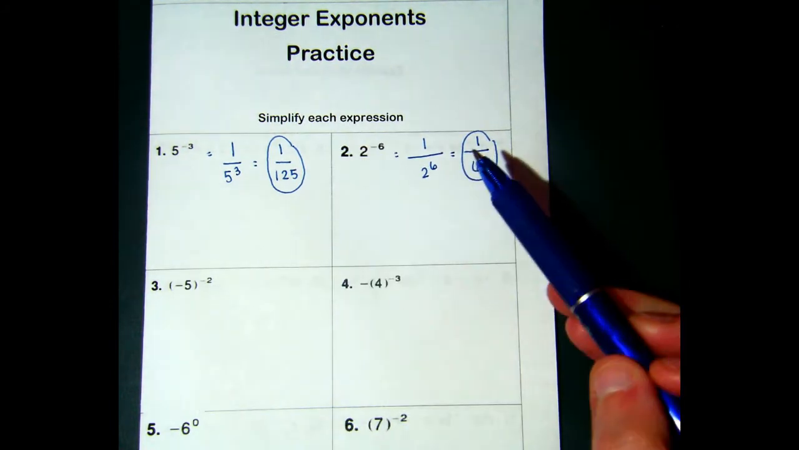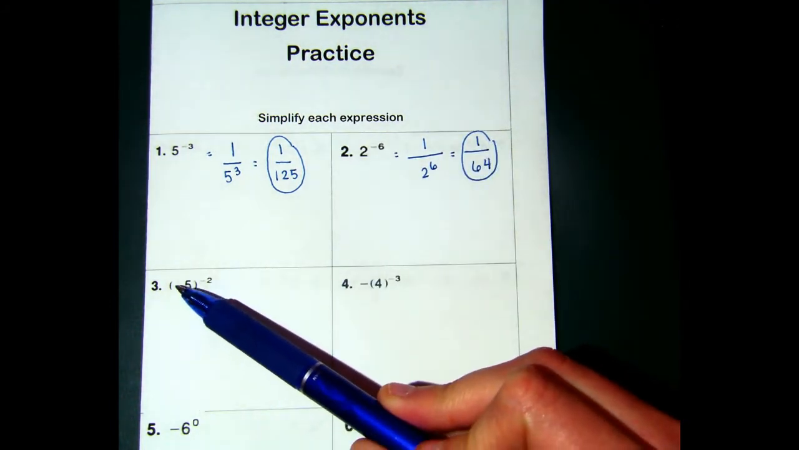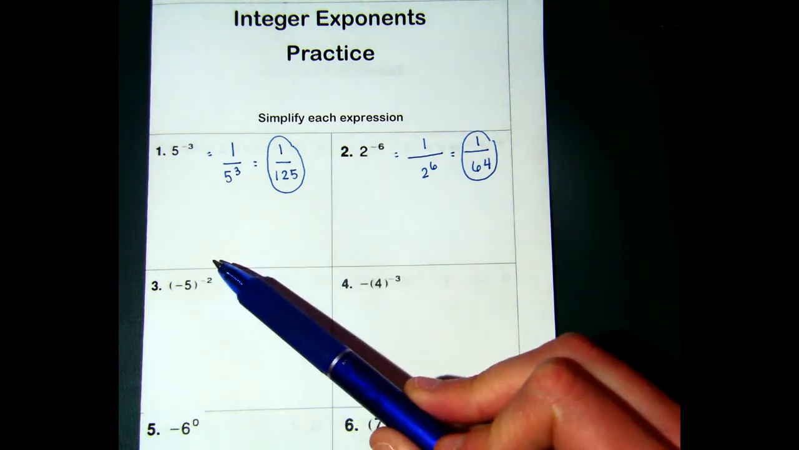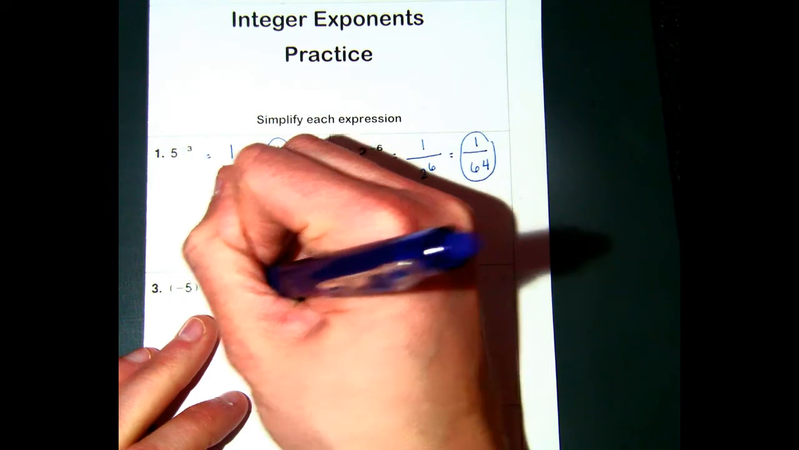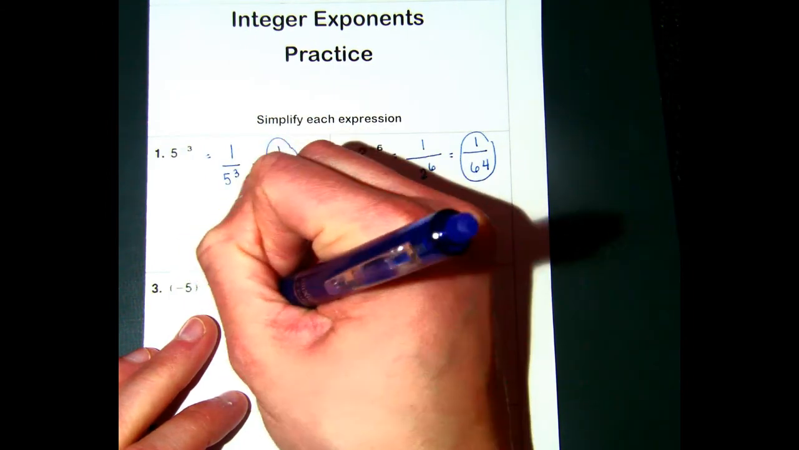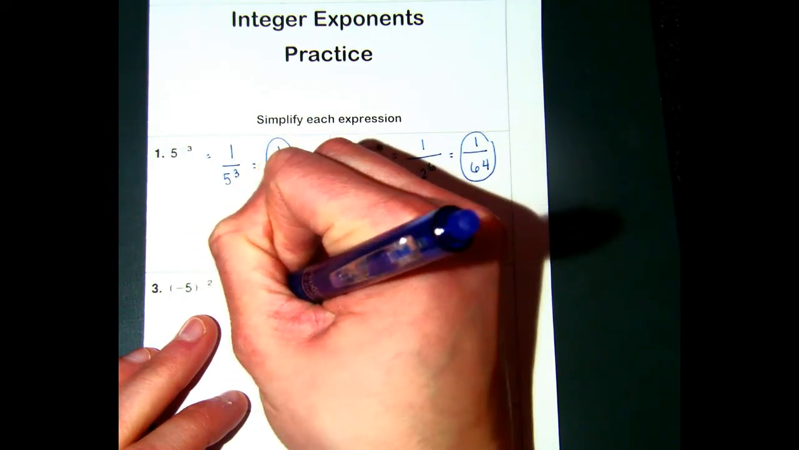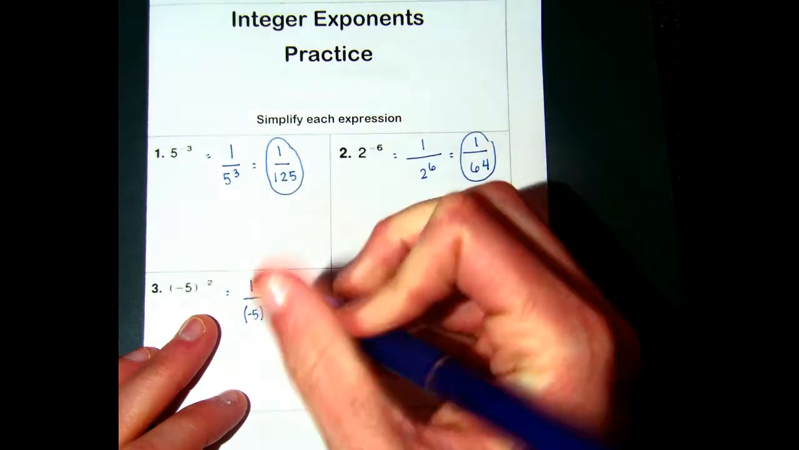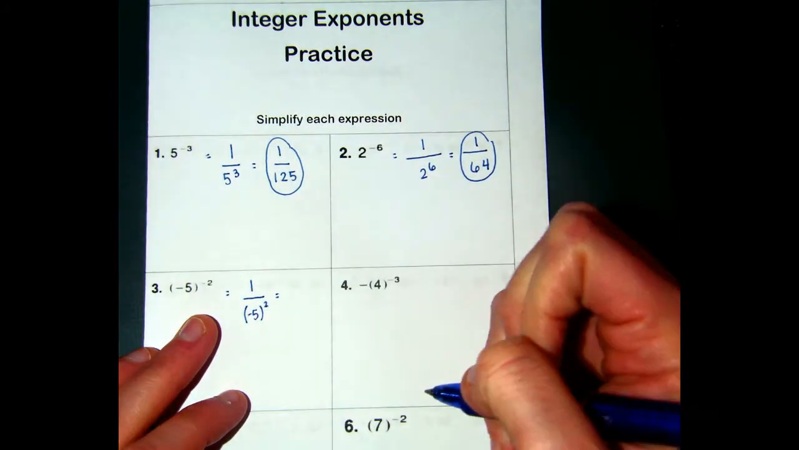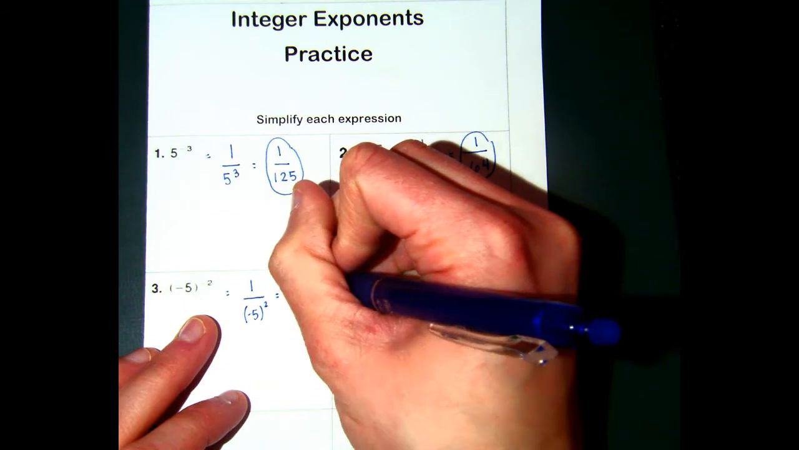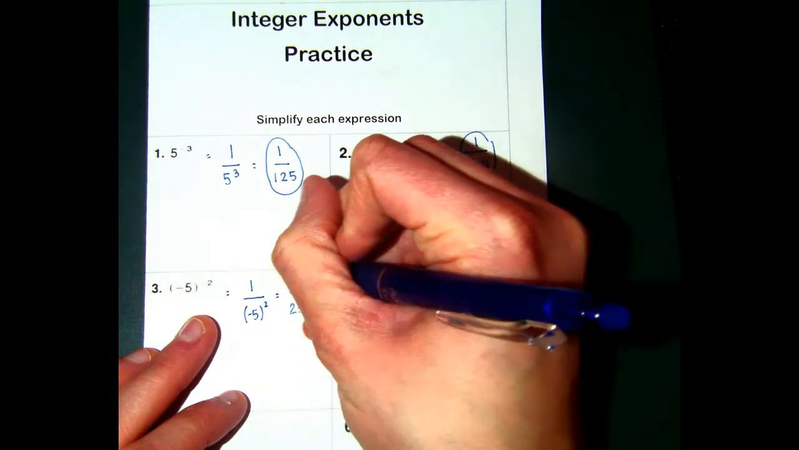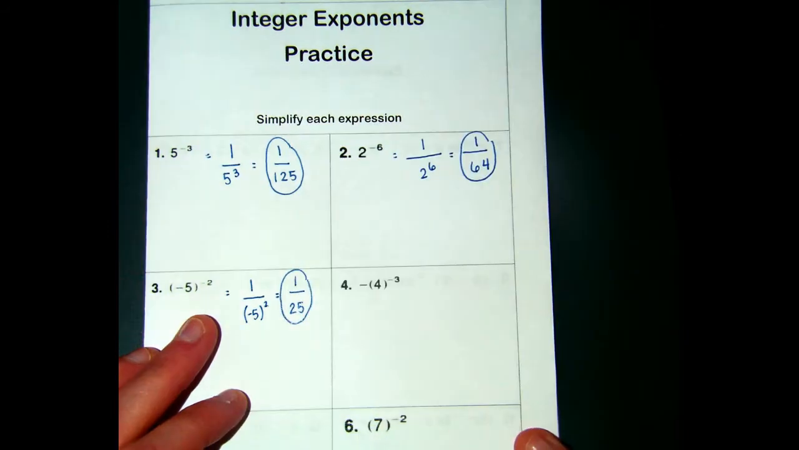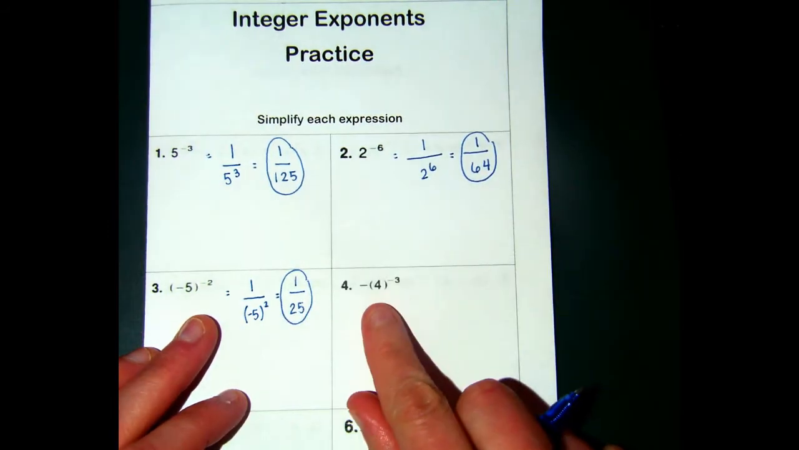Alright, notice, and this becomes very important, that my parentheses are around the negatives inside those parentheses. That means when I actually move it, I leave it like that. I have a parentheses negative 5 squared. The reason why I leave the negative 5 in those parentheses is because then I have negative 5 times negative 5, which is 25, positive 25. There's my simplification there.